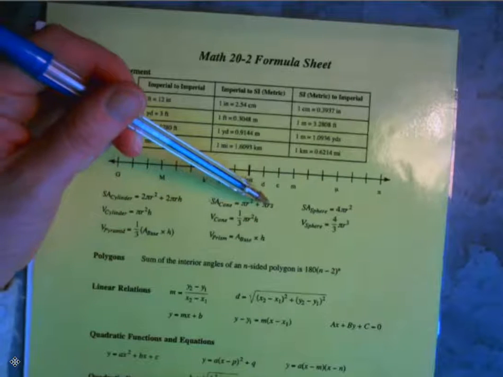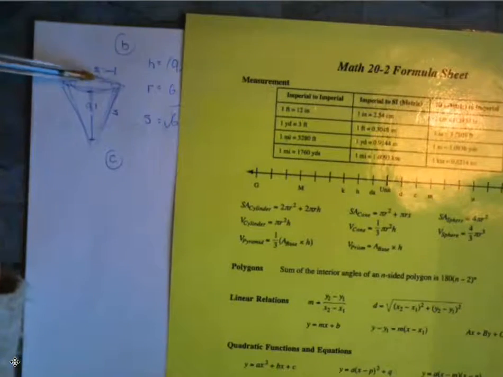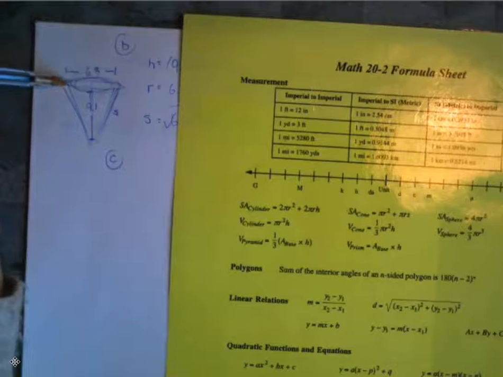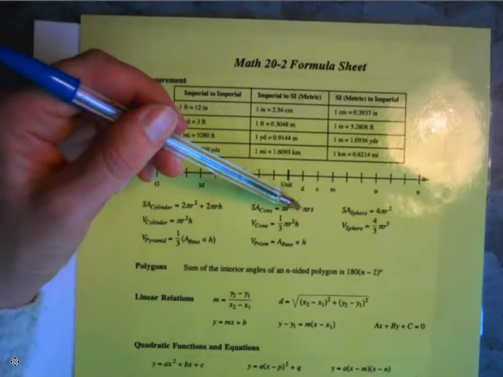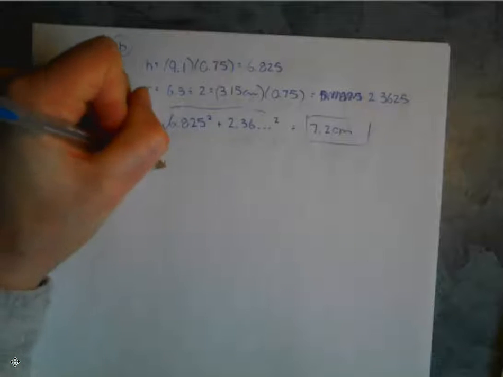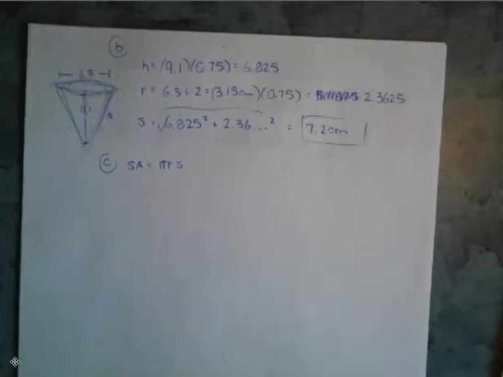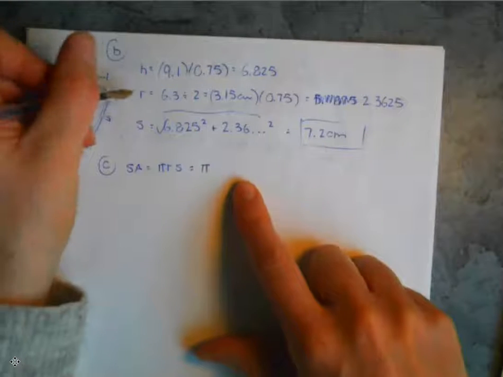So pi times radius times s. S is our slant height, which is right here. And so that part of the formula is finding the surface area of the part that goes around. Pi r squared is the surface area of a circle, which would be the base of the cone. And because we don't have a base, we don't want to include this in our calculations. So we're going to just do surface area is equal to pi r s.